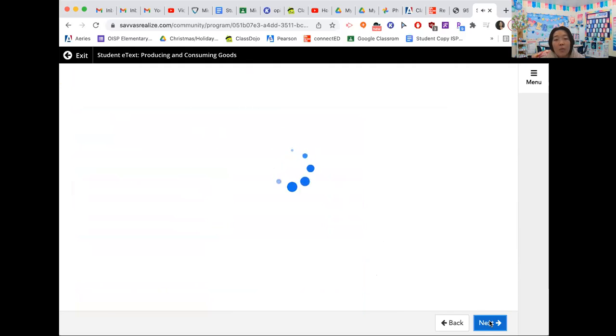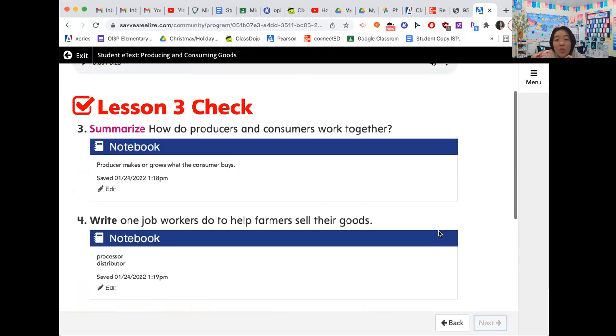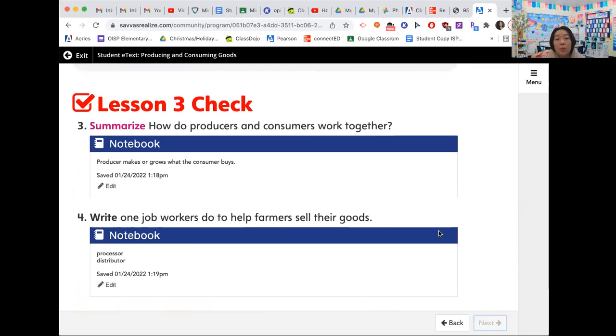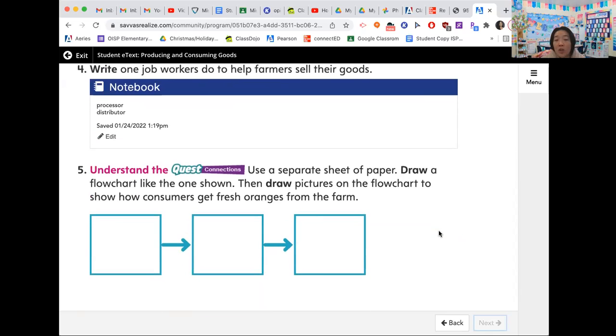All right, guys. And then the last thing we had was your lesson check that we worked on yesterday. How do producers and consumers work together? Producers make or grow what the consumers buy, right? One job workers do to help farmers sell their goods. You could have talked about the processors and how they process the food and pack them or help create them in a special way, like the processors for the raisins. They help take off all the stems and put them into the little packages and seal them. And the distributors are the people who take them from the processing or packaging plant and take them to the markets. And then yesterday we did draw that picture. If you want to see the picture that we drew in class, you can watch yesterday's video.